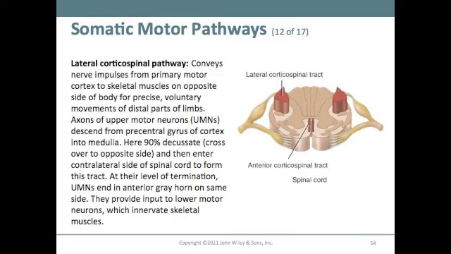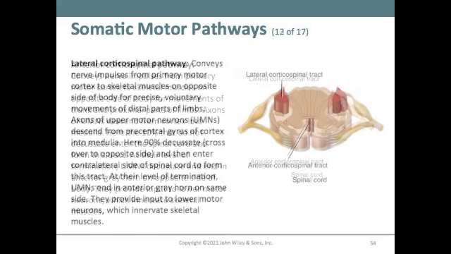And that brings us to table 16.4 on page 590. This table outlines the major somatic motor tracts and pathways. So here we see the lateral corticospinal pathway, which conveys nerve impulses from the primary motor cortex to skeletal muscles on opposite sides of the body for precise, voluntary movements of the distal parts of the limbs.